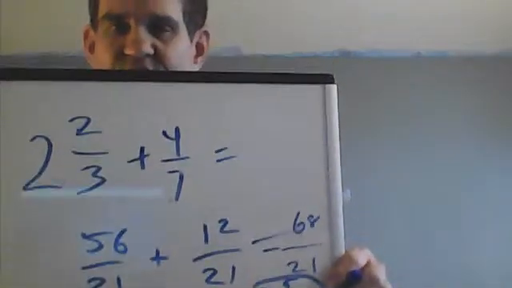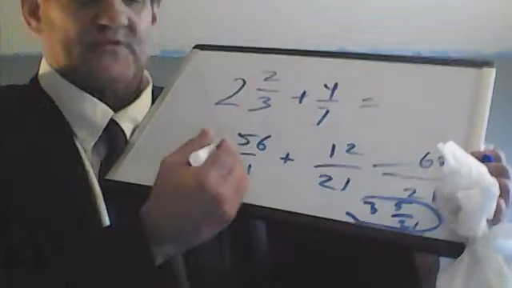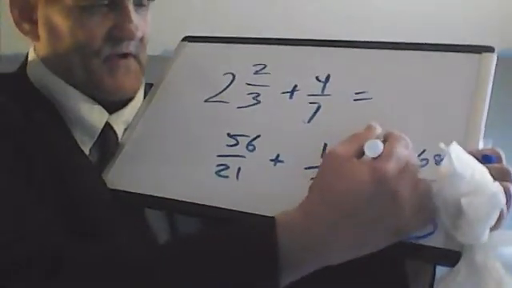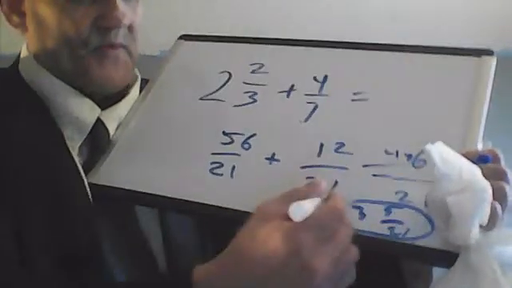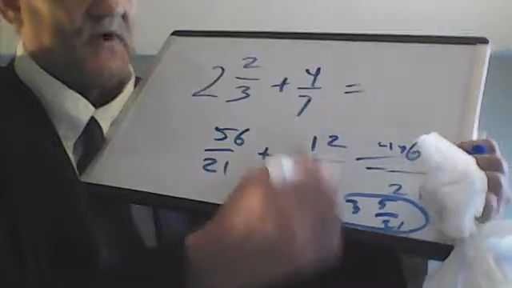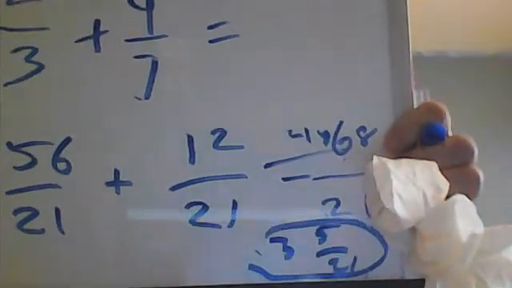Well, that's addition. Subtraction, about the same, almost. Instead of adding, you subtract. 56 minus 12, you get 44. 44 over 21, again, you divide into it: 2 and 2/21, which is 2 and 2/21. All right, that's your subtraction.